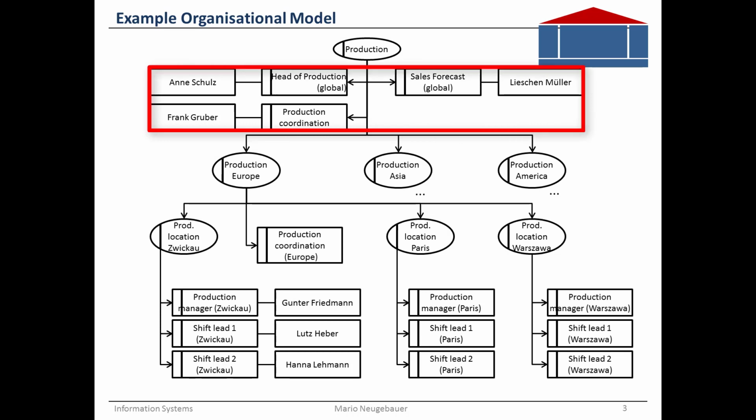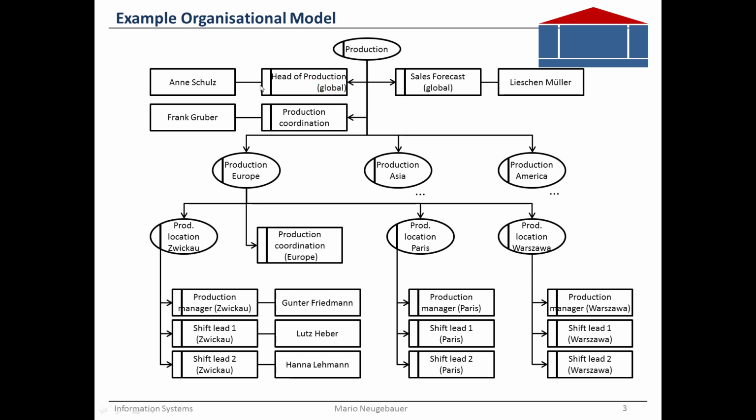And on the top of the chart, we find the management of the production department. So there is a certain job position, head of production, and here we see the head of production global is meant. So it's not only a local production unit, it's the head of the global production.